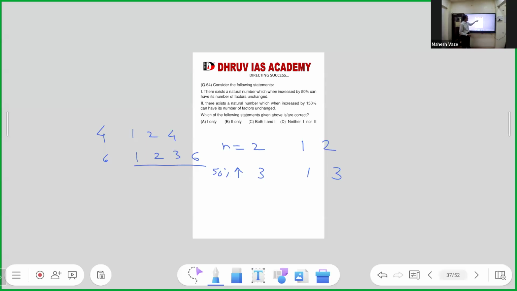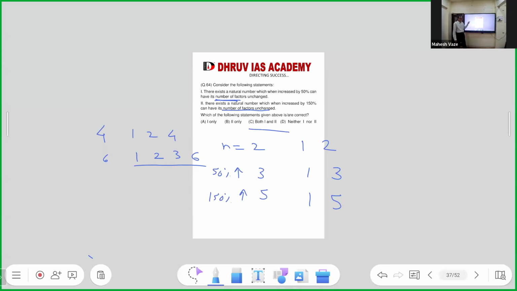The second one: there exists a natural number which is increased by 150%. A 150% increase means it becomes 250%, or 2.5 times. So 2.5 times 2 makes the number 5. Again there are only 2 factors, 1 and 5. The factors have changed, but we are interested in the number of factors. The number of factors remains the same, 2 factors each time. So there exists a natural number n, which is 2 here, that satisfies both statements. Both statements are true, so the option will be both 1 and 2.